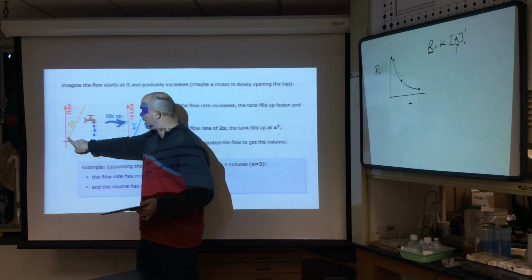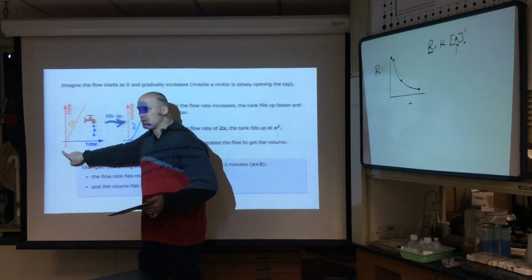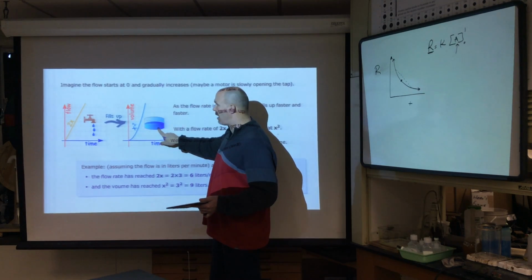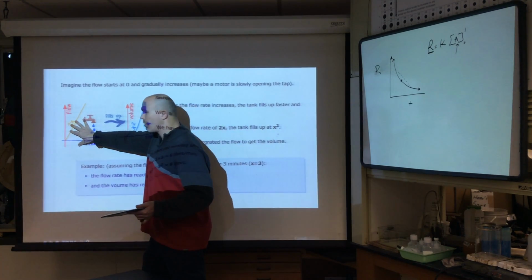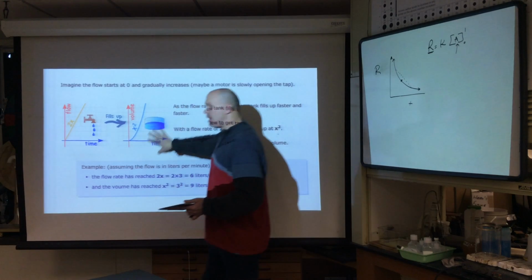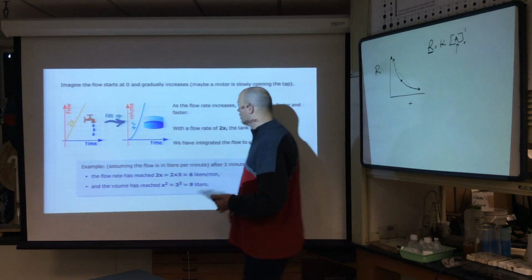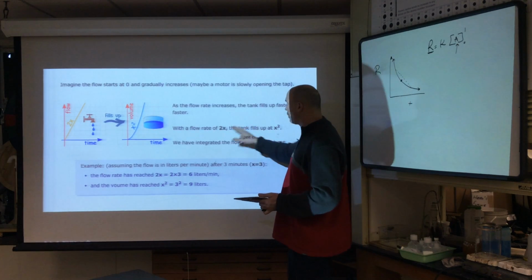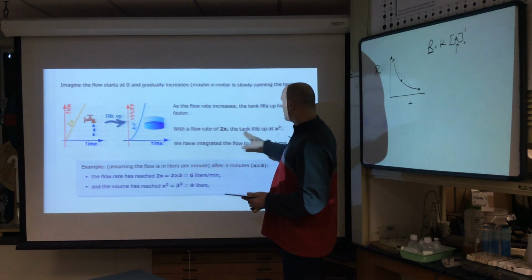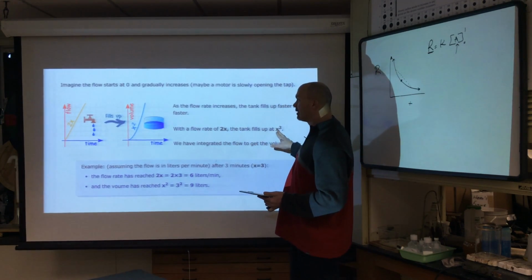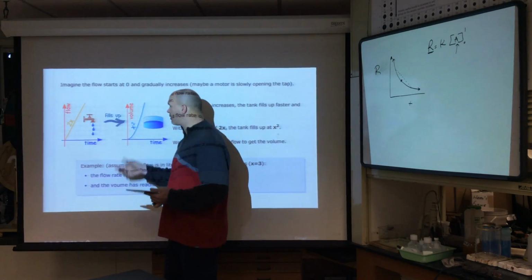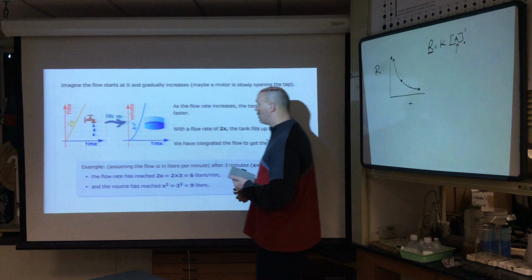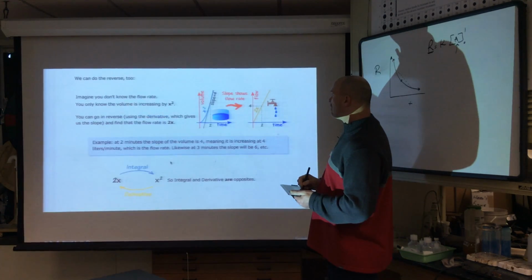Even though the flow rate is a steady change, you can see it's an exponential increase in the amount of volume. So this is the derivative. This would be the integral to tell you how much water. All right, so as the flow rate increases, the tank fills up faster and faster. With a flow rate of 2x, the tank fills up at x squared. So they're inherently tied to each other. This is cool information, but this is so much more powerful. So that's what I'm after.